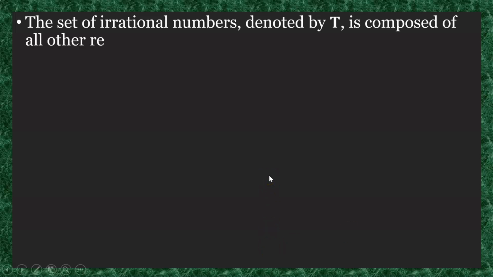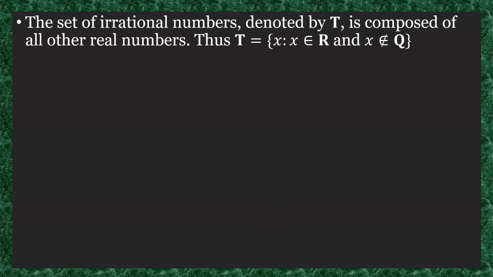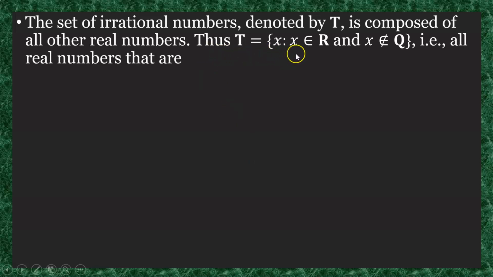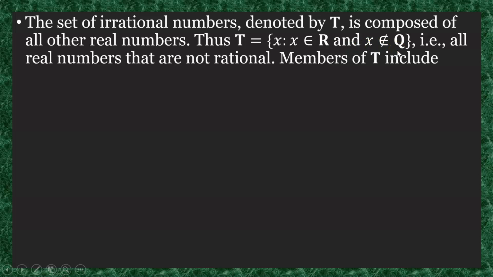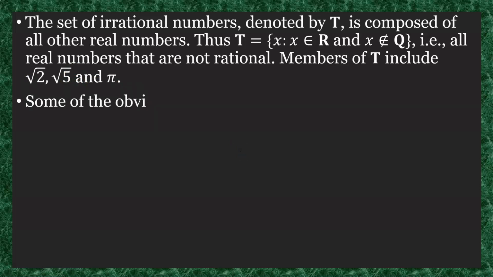The set of irrational numbers, denoted by capital T, is composed of all other real numbers. Thus T equals the set of x such that x belongs to the set of real numbers and x does not belong to the set of rationals. That is, all the real numbers that are not rational. Members of T include numbers such as root 2, root 5 and pi.